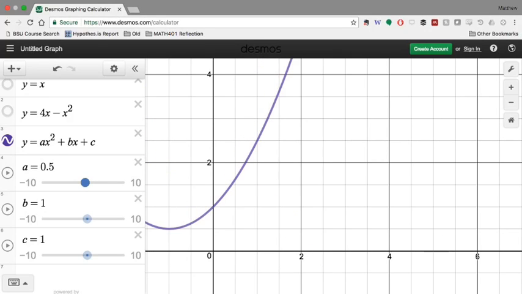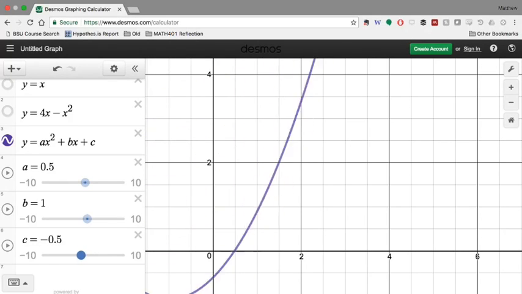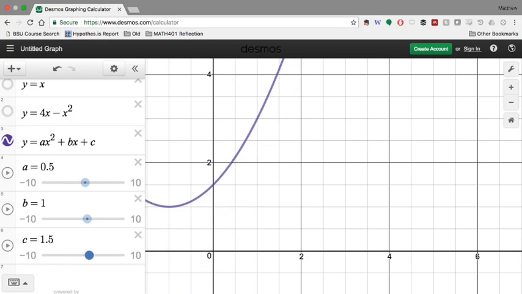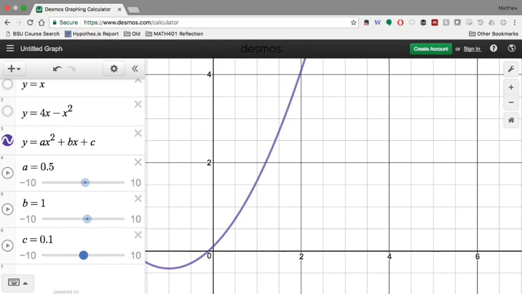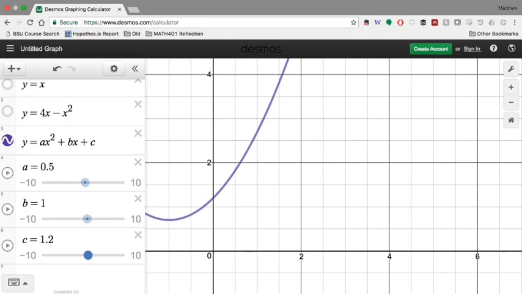Let me leave b for a minute and let's talk about c. What's going to happen if I change the value of c? Yeah, just like with our linear equations, that c, that extra constant, is just a vertical shift. So if I increase it, it's going to move my whole graph upwards. If I decrease it, it's going to move my whole graph downwards. But that's about it. It doesn't change the shape of what the graph looks like. That seems to be controlled mostly by a and b.